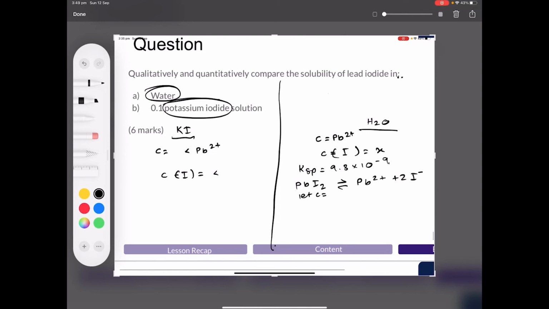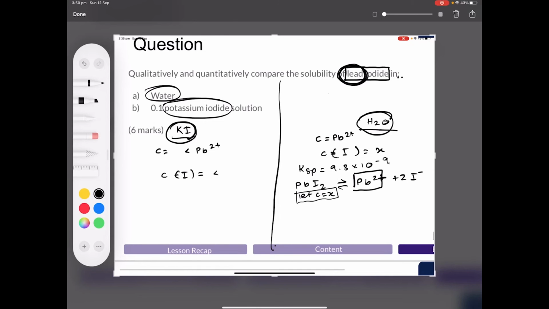What I would do is let the concentration of lead iodide be X. Remember, what you're trying to show is that the concentration of lead ions is going to be less in a common ion solution versus water. So the goal is to find the concentration of lead in each scenario. Do you agree?